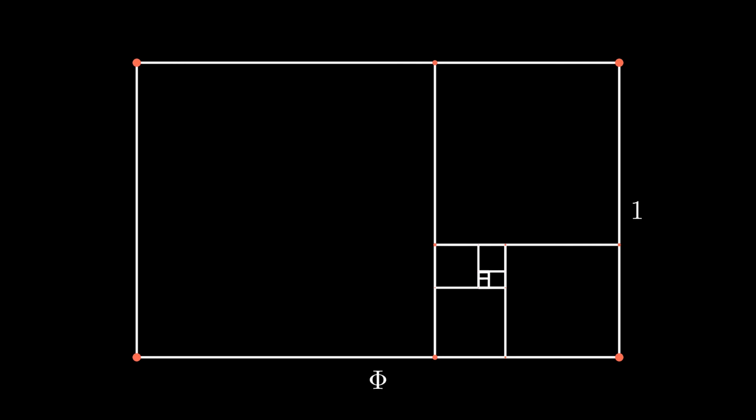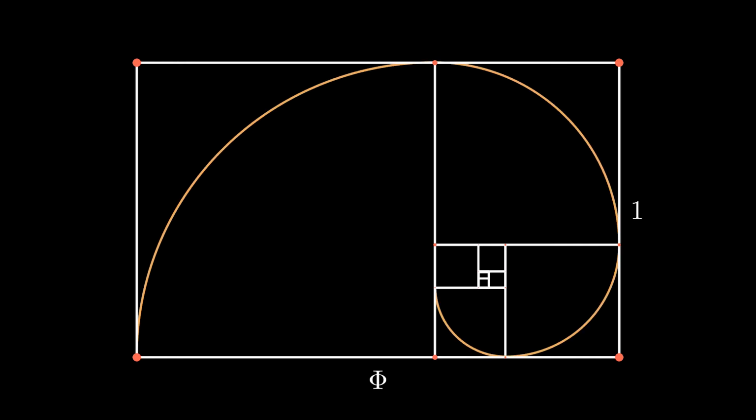But what can we do with these golden rectangles? Well, we can make a spiral by drawing a quarter circle in every square. This spiral, if continued infinitely, is called the golden spiral. It's a pattern seen many times in nature. It's beautiful and yet very simple to construct.